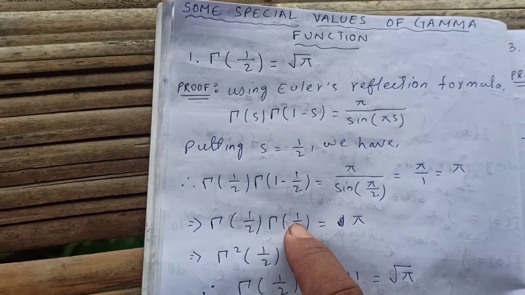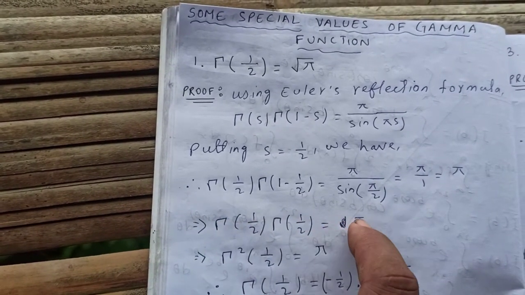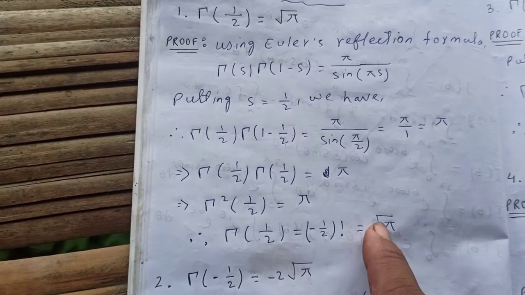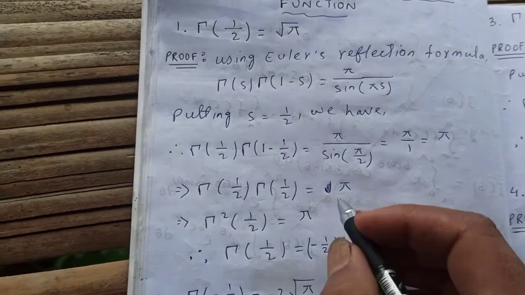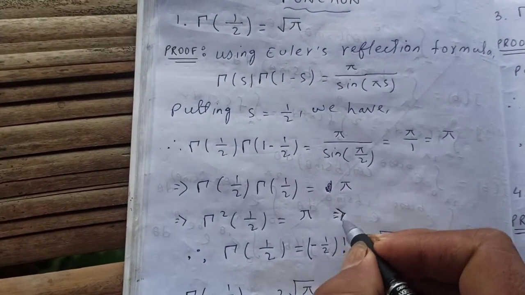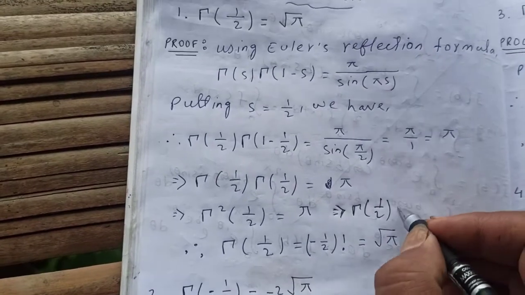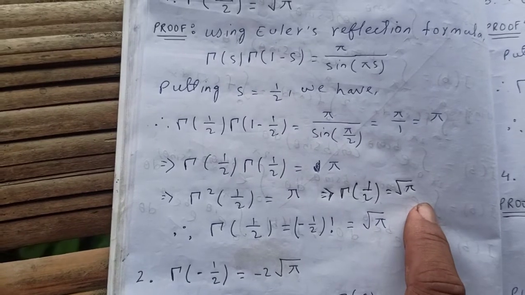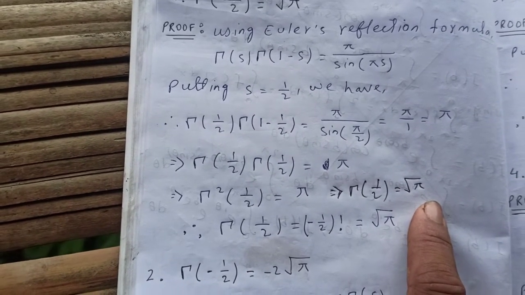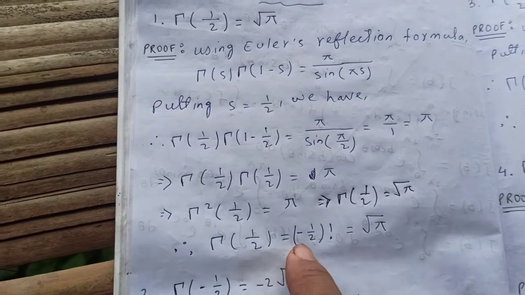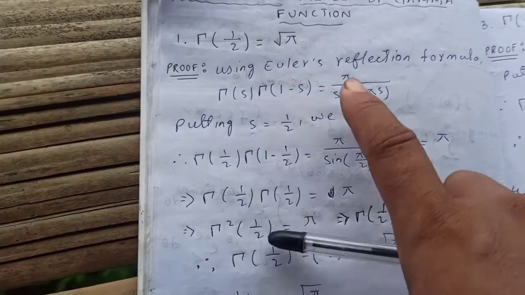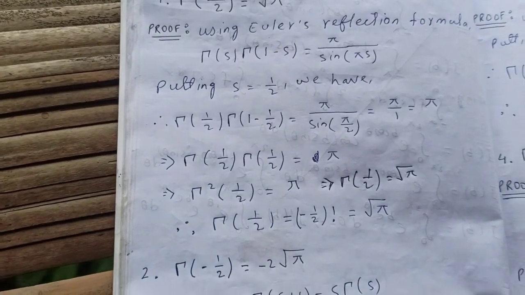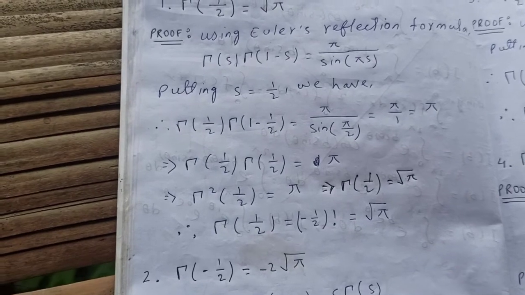Wow, this is nice, right? So gamma half times gamma half is pi, so gamma squared of half is pi. Therefore, gamma half is the square root of pi. I think you can also prove it in many ways without the reflection formula, but I'm using the Euler reflection formula for the shortest proof.